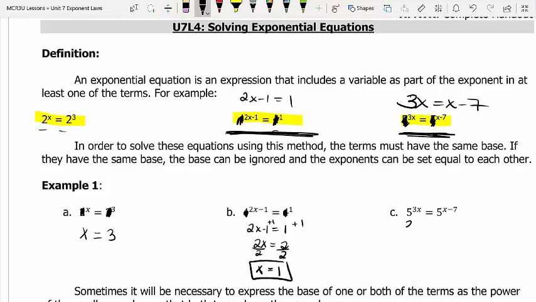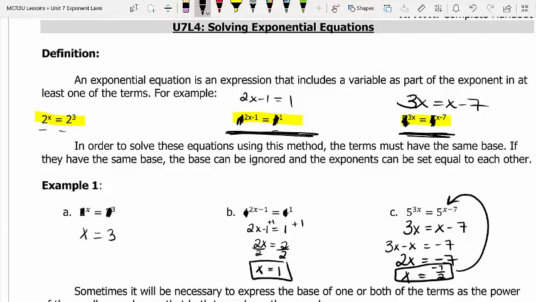Okay, let's try this one. We can ignore the bases, so I just need to solve 3x equals x minus 7. Let's go ahead and get the x's onto the same side. Then I have 2x is equal to negative 7. Then if I divide both sides by 2, I get x is equal to negative 7 over 2. And if you ever want to check your answer, just plug that value of x back into the original equation and see if the left side equals the right side.